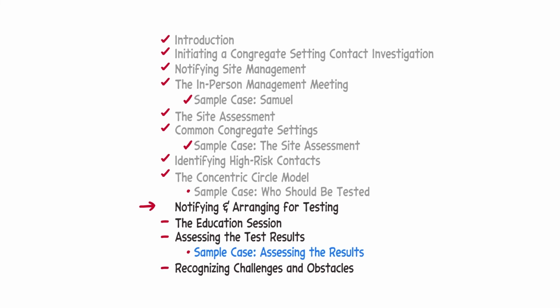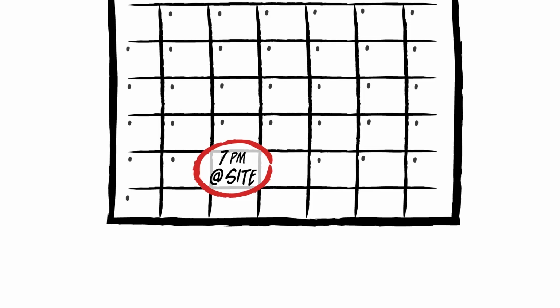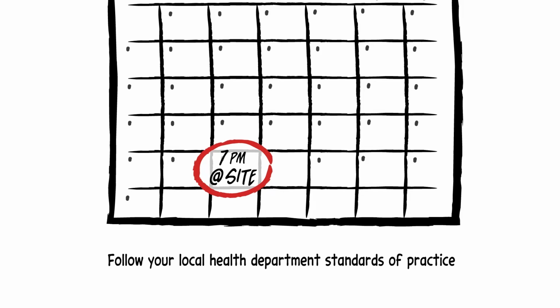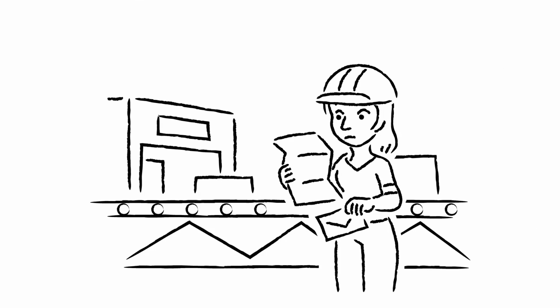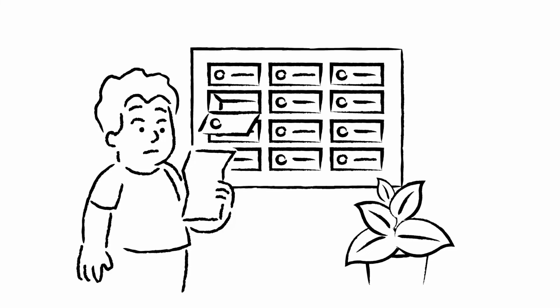Notifying and arranging for testing. The time, date, and place for testing all high-risk contacts should be scheduled in advance in a time frame consistent with your local health department standards of practice. It's recommended that all individuals associated with an exposure site be notified in writing. This is most often done by congregate site management with assistance from the TB program. It is best not to provide these letters on a Friday, as no one may be available over a weekend to answer questions. A general information letter is typically sent out to inform everyone of a potential exposure.